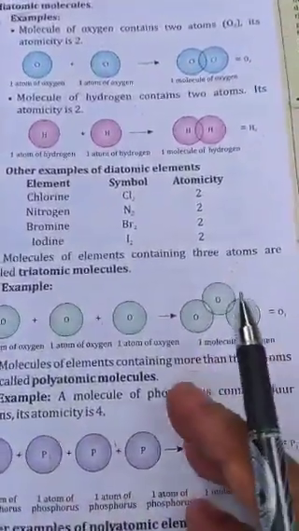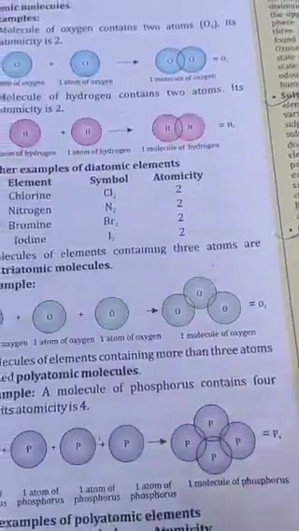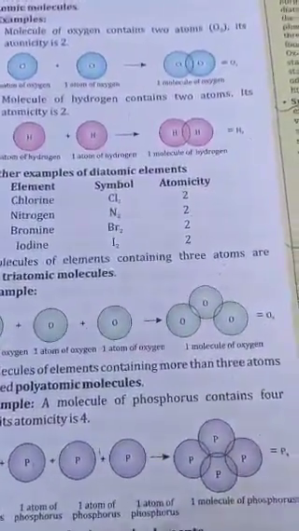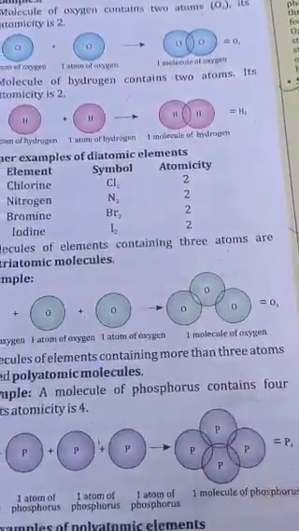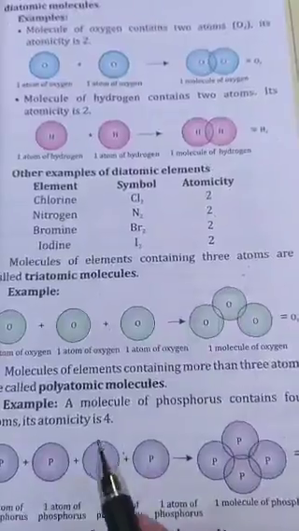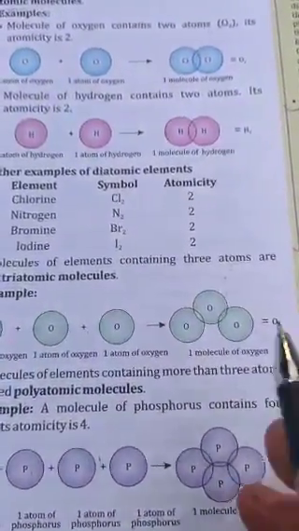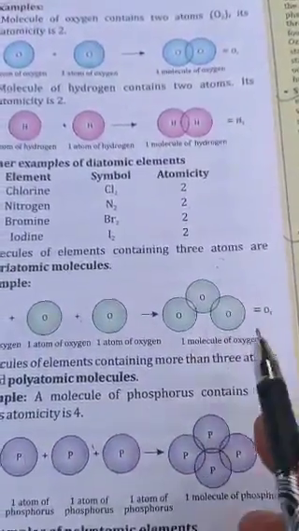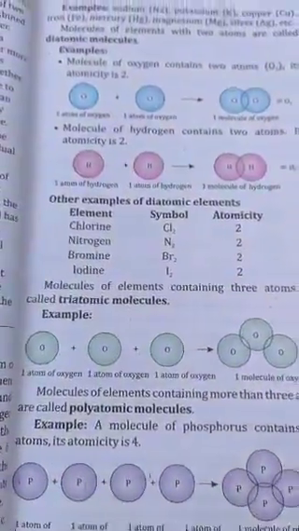So what is atomicity? The number of atoms present in a single molecule of an element is known as atomicity. If there are two atoms present, the atomicity is 2. If there are three atoms present, the atomicity is 3. If there are four atoms present, the atomicity is 4. So the number of atoms present in a single molecule of an element is known as atomicity. You have to remember this.